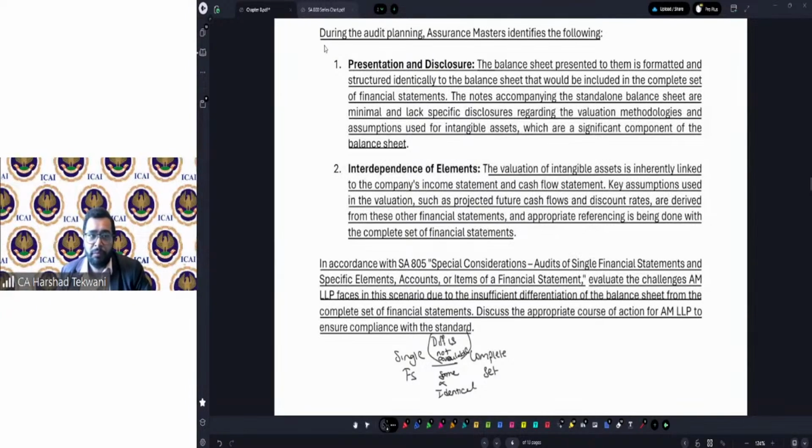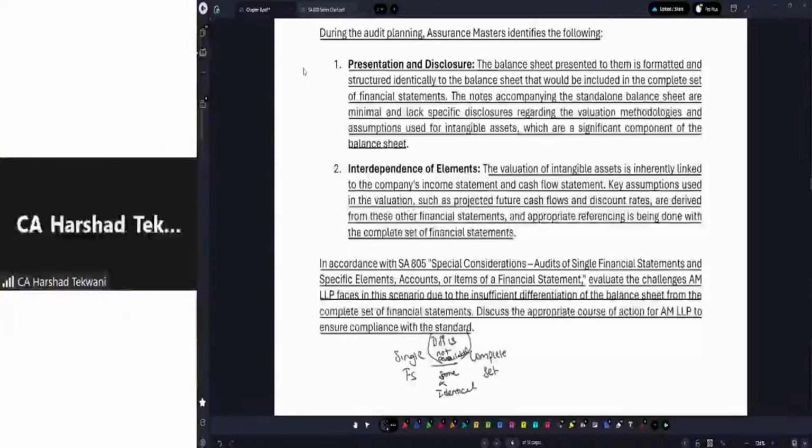Anyone? So what SA 805 says, I'll tell you. No issues. What SA 805 tells in this scenario is that if you are not able to differentiate between the complete and single FS, ask management to keep both separate. Ask management to keep both separate.